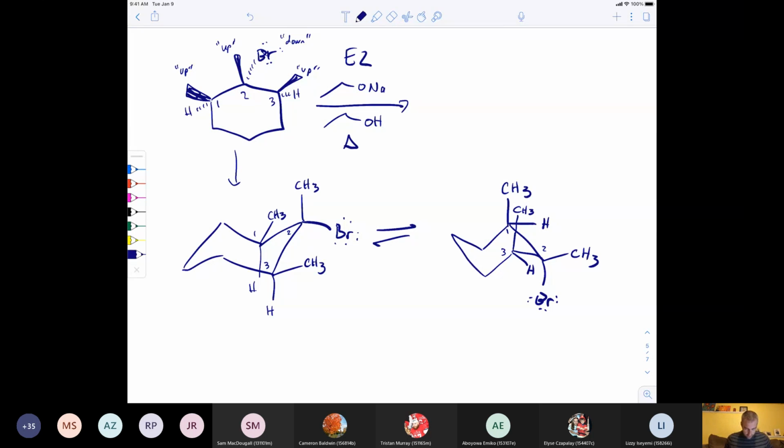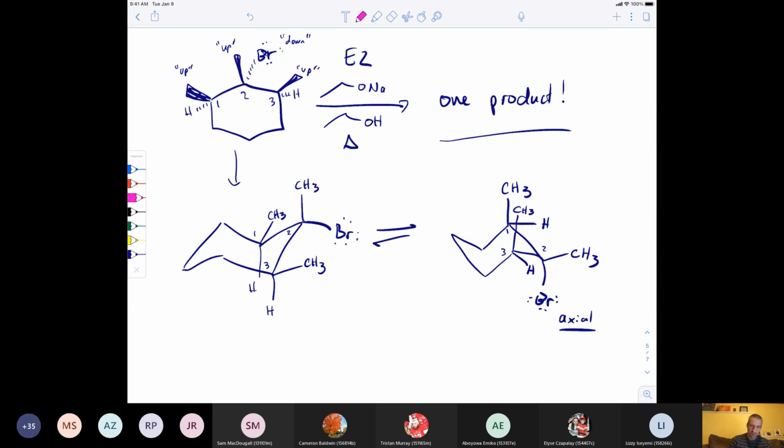So in this ring flip form, you can see the bromine is axial, which is great. We need the leaving group axial to do an elimination. But the beta hydrogens on carbons 1 and 3 are equatorial, so we can't do that. So we can't do elimination in either form using the beta hydrogens on carbons 1 and 3 because the bromine doesn't line up. So how do we get our one product?